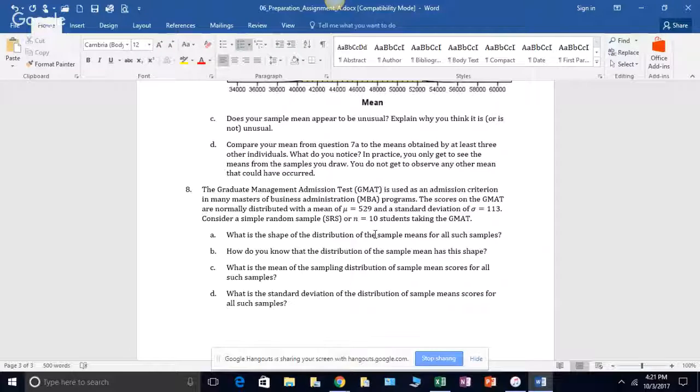Yeah, but in the next one, how do you know that the distribution of the sample mean has this shape? So both A and B work together. Well, we said it's normal because that's what it says, but how do you know? And it talks about in the key, it says the parent population is normally distributed. I mean, what does that mean? I don't understand. It's not large enough. It's the blind leading the blind.